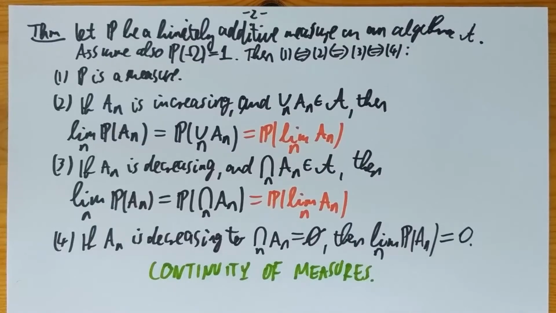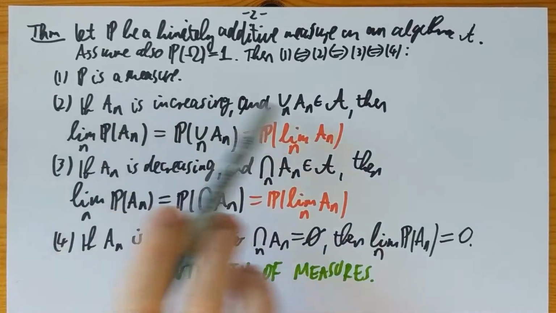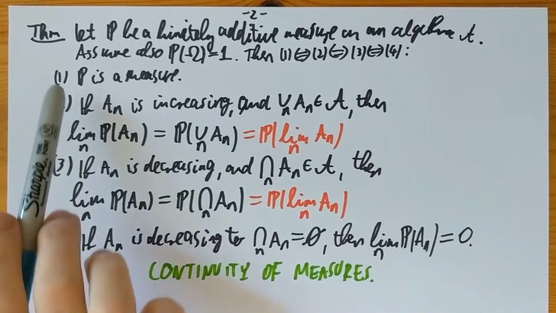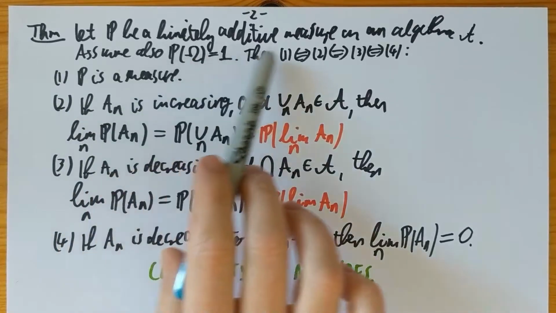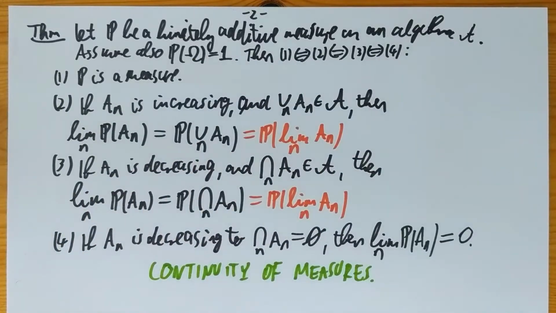Hi, in this video I'm going to prove the statement we had in the previous one on continuity of measures. The theorem we want to prove here is the one on continuity of measures. So it says that there are four conditions which are equivalent for a finitely additive measure on an algebra.